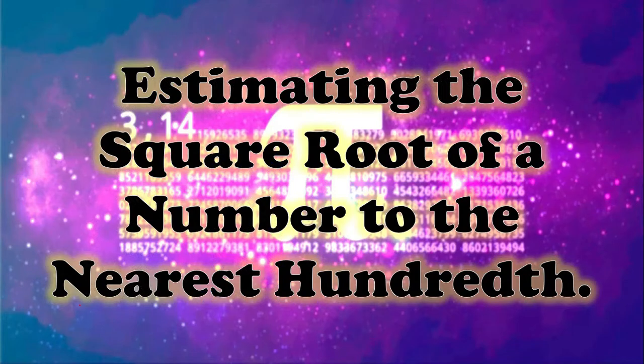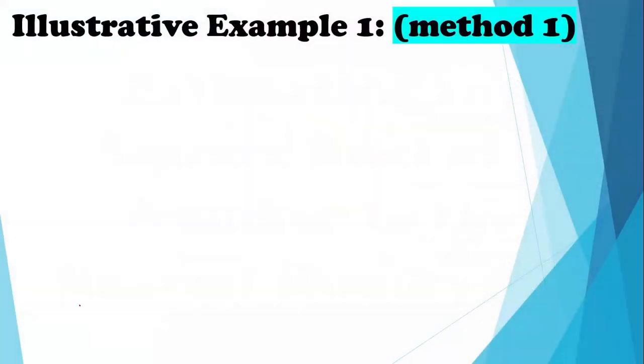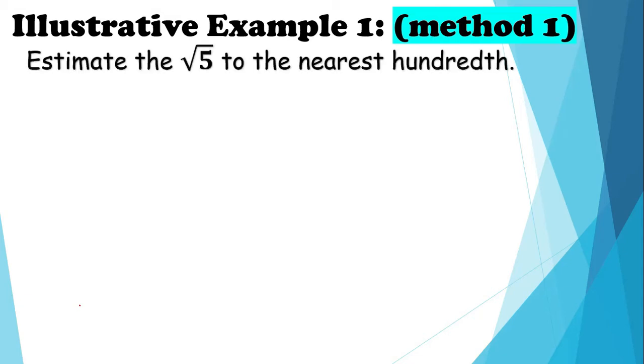So, papatuloy na tayo. So, our main topic is about estimating the square root of a number to the nearest 100. So, let's first have the illustrative example number 1. So, it is on the method 1. So, meron tayong dalawang method para ma-solve or ma-estimate yung square root of a number kapag hindi siya perfect square. Estimate the square root of 5 to the nearest 100.